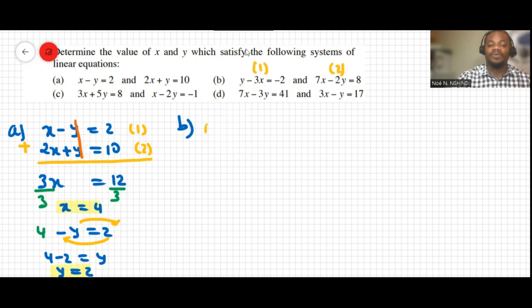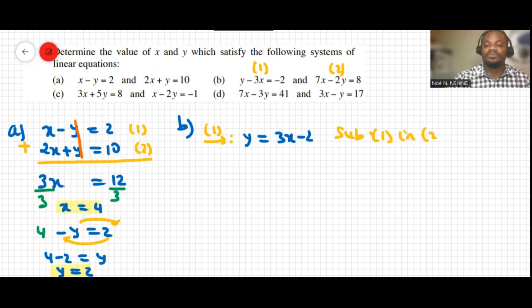Now from equation 1, I can move the negative 3x over. So the equation will become y equal to 3x minus 2. Now we can sub equation 1 in 2.